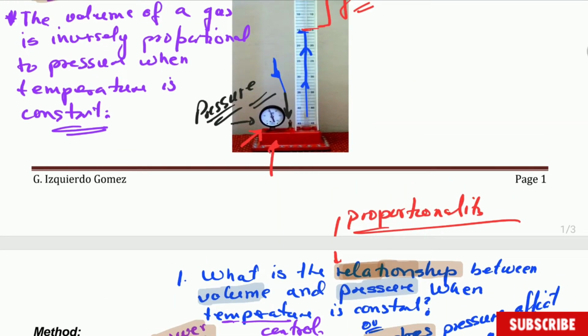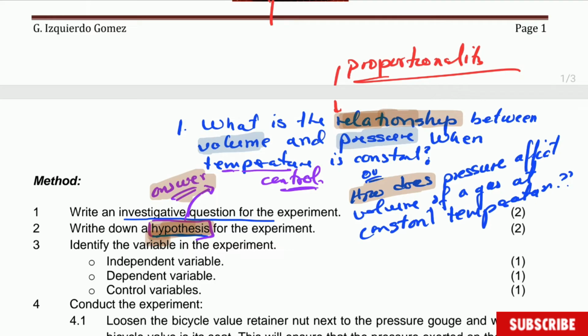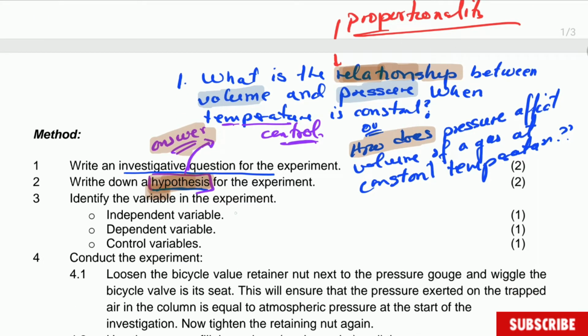We are going to change the pressure because we're going to release the gas that is compressing that specific gas. Okay, so in this case, the independent variable is going to be the pressure. Now, what is the independent variable? It is the variable that you are going to change. In this case, we're changing pressure.